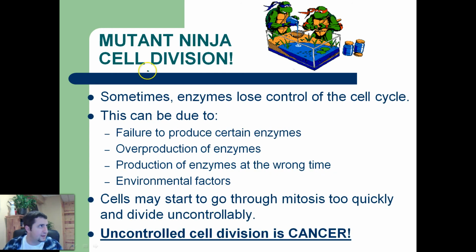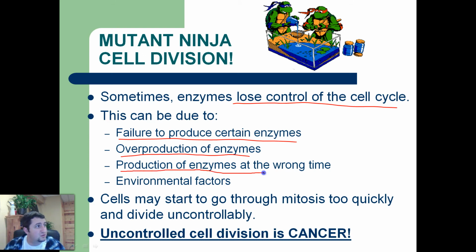Now, sometimes we can have mutated genes, which will produce enzymes that are mutated and can lose control of the cell cycle. This can be due to numerous things. We can have failure to produce certain enzymes. We can overproduce enzymes. We can produce enzymes at the wrong time. And there are environmental factors which can play a role in the loss of control of the cell cycle. Cells may start to go through mitosis too quickly and divide uncontrollably.